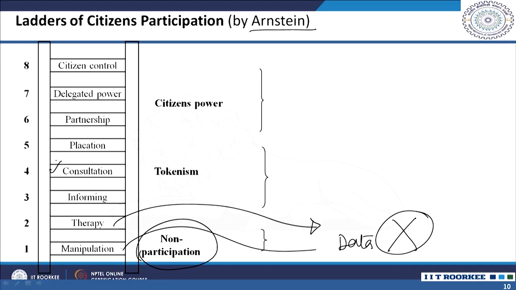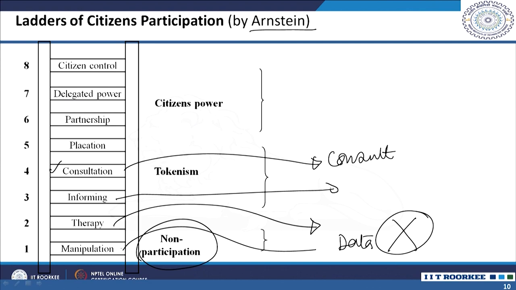Next is consultation. Here you call the people, you only consult, that means you ask people what is their requirement, but you do not ask what is the solution and what you are actually doing, your decision about the problem, you are not sharing that with the people. So, you are listening to them, but it is not mandatory that you are addressing or complying with their requirement. So, it is just one way communication between the citizen and the city authority. So, informing and consultation is also not complete participation in the true sense.